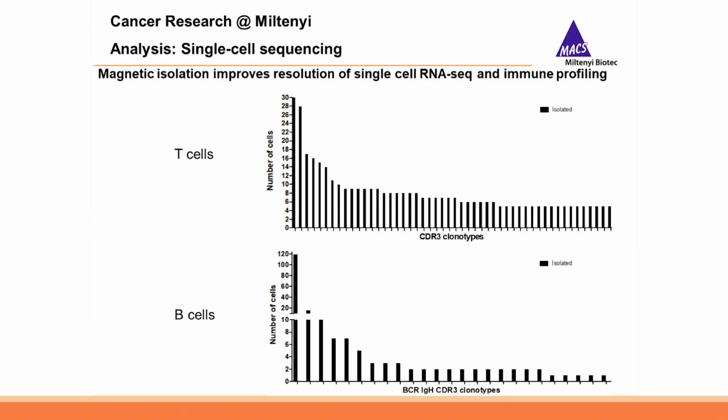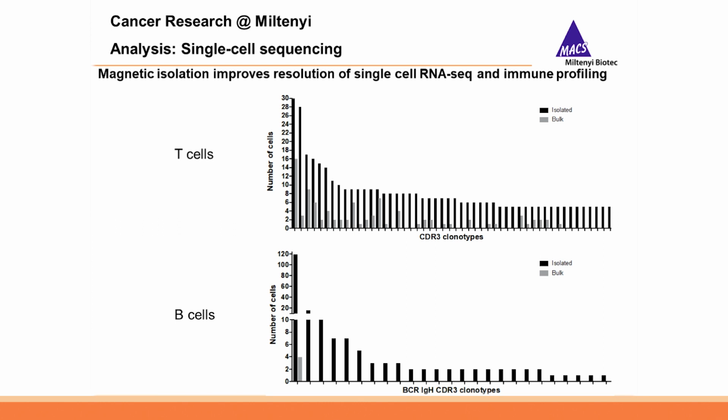In these graphs, I am displaying on the x-axis the 50 or 25 most represented clonotypes in T or B cells respectively, and on the y-axis, the number of cells that express that particular clonotype in the isolated sample. As you can see, we were able to identify several clonotypes that were represented multiple times in the isolated samples.